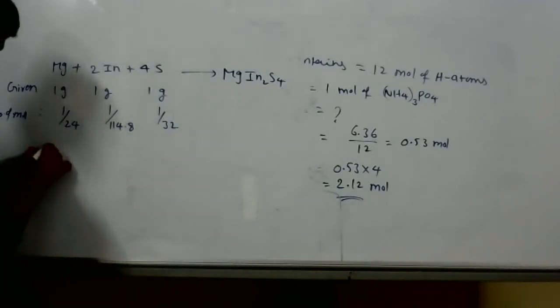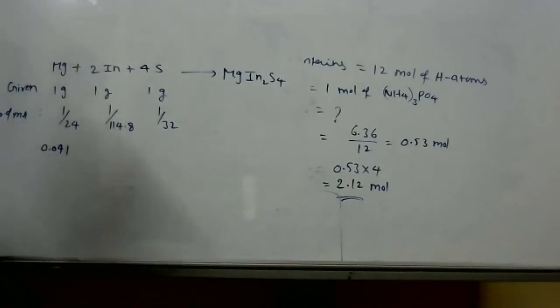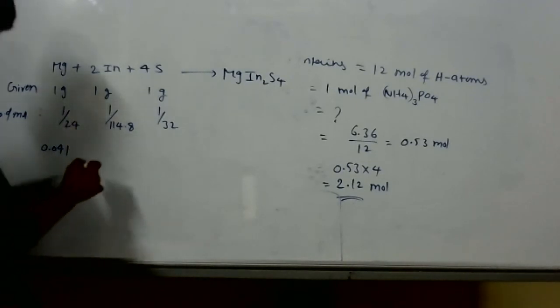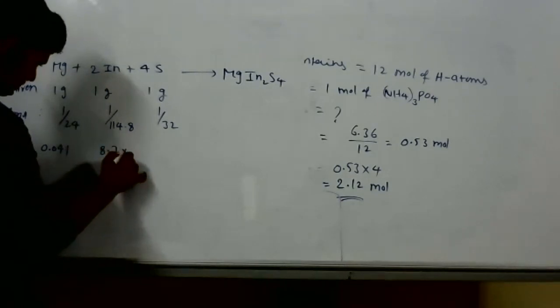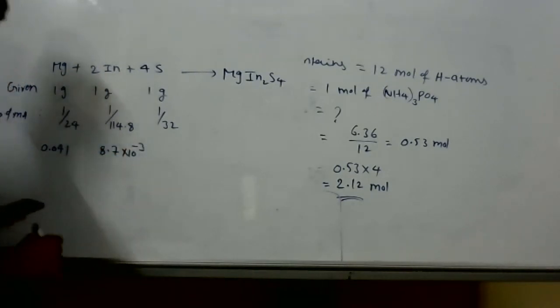So this is 0.041. This is 8.7 into 10 power minus 3 moles.